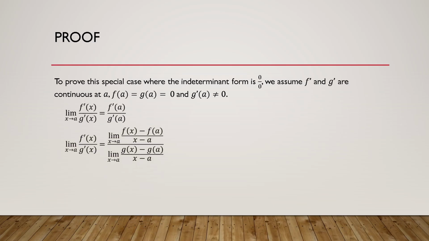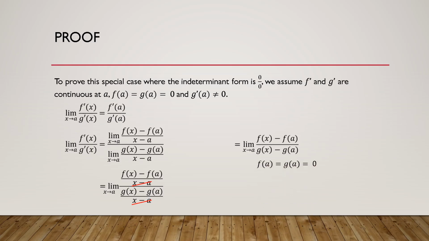Then we use the definition of a derivative as a limit, so that we have the limit of f of x minus f of a over x minus a, all over the limit of g of x minus g of a over x minus a, as x approaches a. Use the quotient rule for limits to take the limit of the total quotient, then the two denominators will cancel, leaving us with the limit of f of x minus f of a over g of x minus g of a as x approaches a. Since f of a and g of a equal 0, they can both be removed from the limit, leaving it equal to the limit of f of x over g of x as x approaches a.